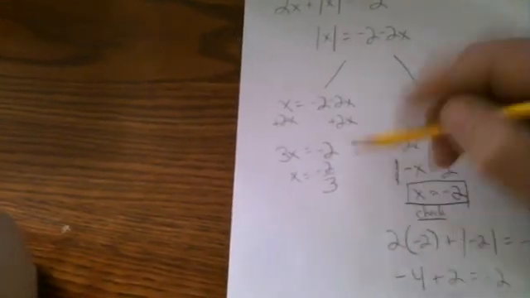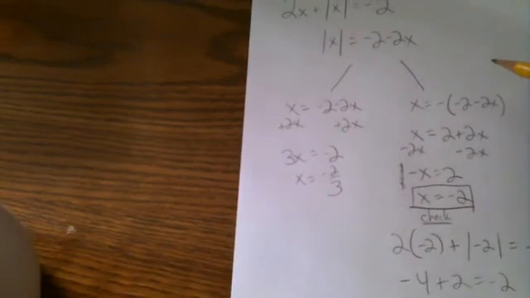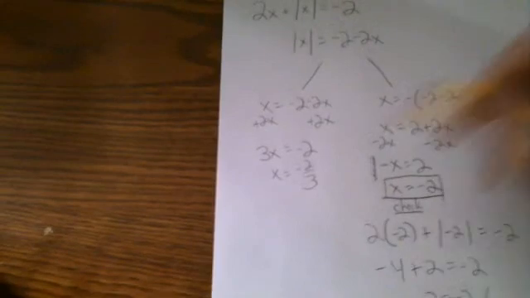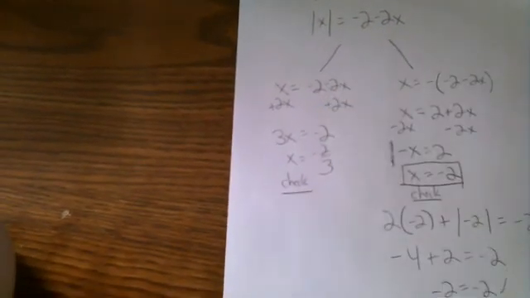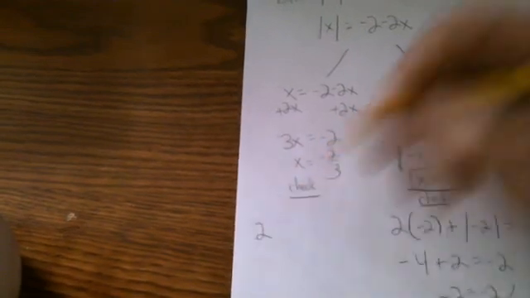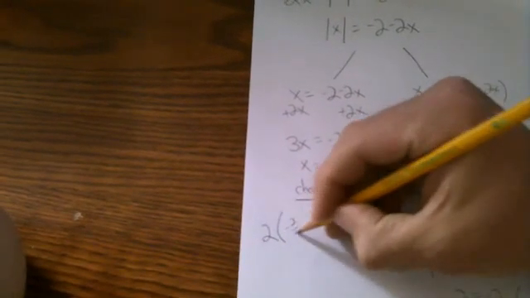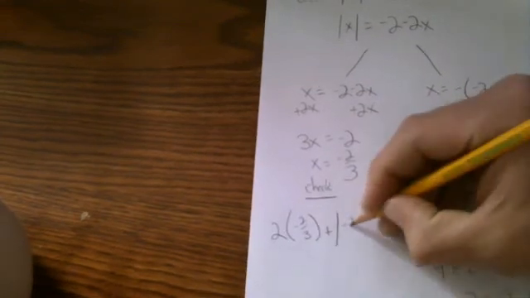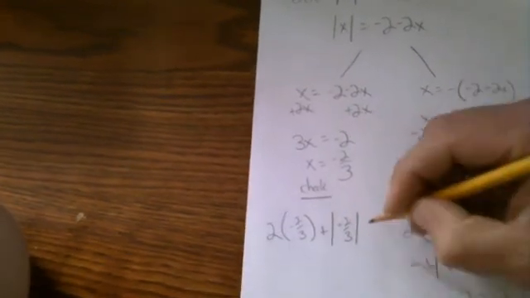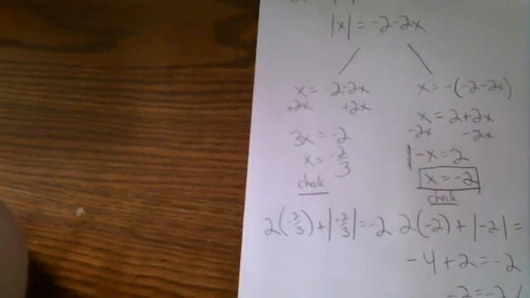Alright, so now we're going to plug in this side, but we got a fraction here, so it's going to be a little more difficult. Not impossible, just a little more challenging. And we're plugging this into the original equation. Here's my check. 2 times x, which is possibly negative 2 over 3, plus the absolute value of x, which is perhaps negative 2 over 3, equals negative 2.